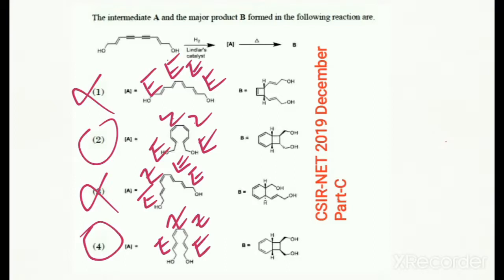Now guys, we have to come to the structure of B. In structure B, we know that the 2 CH2OH will be in the opposite direction. Here both are in the same direction, so this is also not the correct answer. And here both the CH2OH are in the opposite direction, and hence this is the correct structure of B, and the right answer is 2.